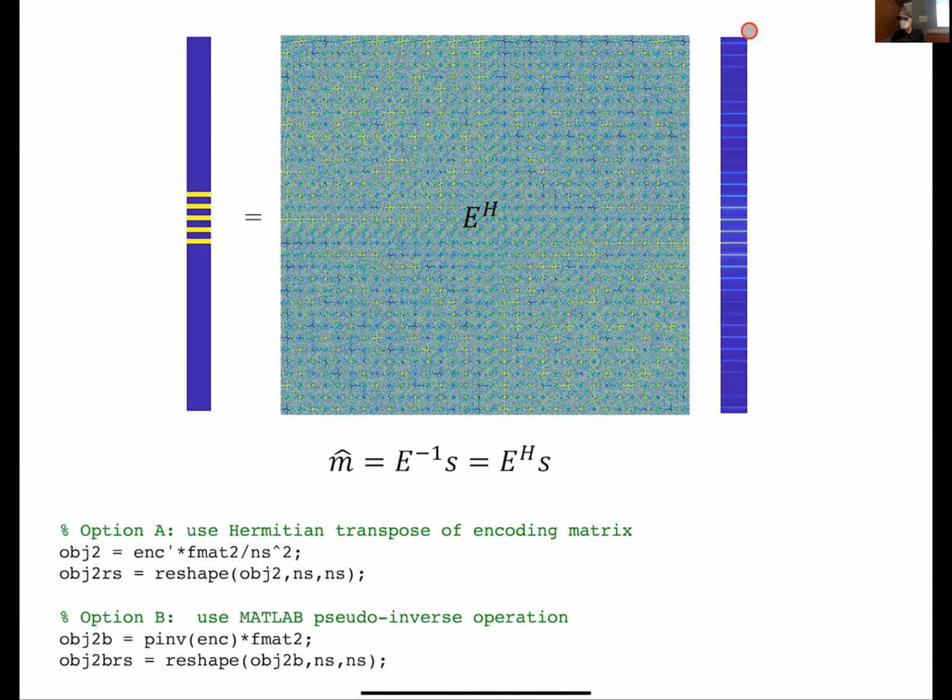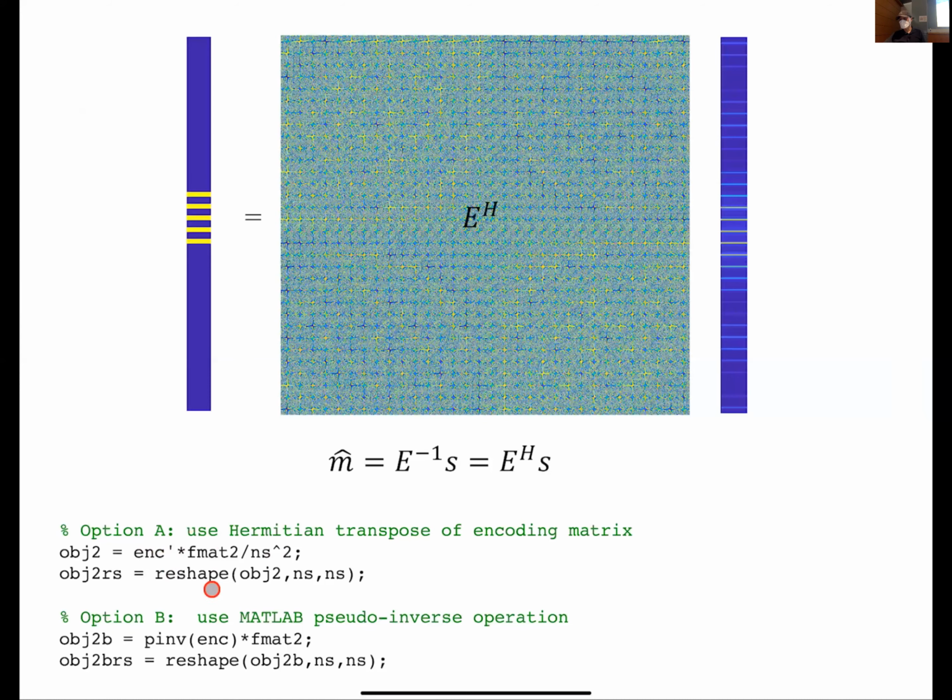This is just reminding us that if this is square, then the inverse of that is just the E conjugate transpose, and in MATLAB that's just E prime, the transpose notation. MATLAB knows if it's complex to take the conjugate, so that's very easily done.